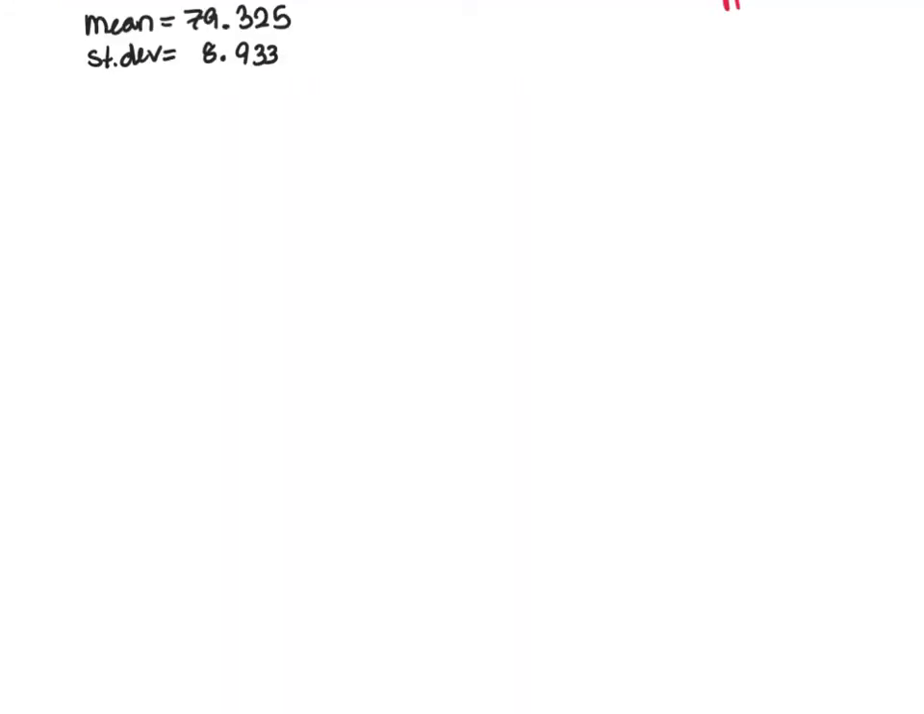We need the mean and the standard deviation from our one variable stats. And we're going to be checking, first of all, the mean plus or minus one standard deviation. And that would be 79.325 minus 8.933 and plus 8.933. So let's get those values.